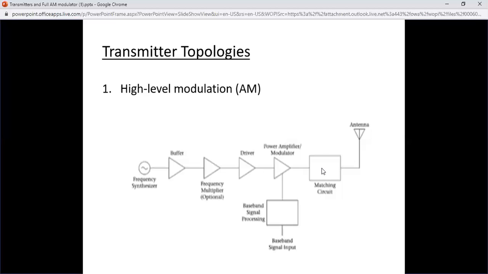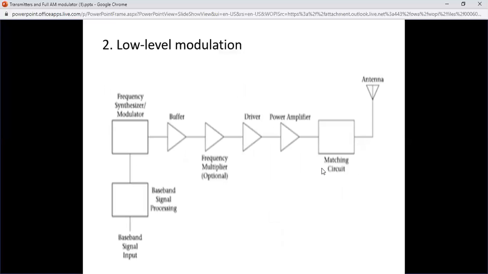Okay, the next topology is the low-level modulation. Low-level modulation happens in a stage that is further from the antenna, and it involves changing the transmitted frequency, such as in FM. As you can see here, the frequency multiplier block is optional, where it multiplies the frequency deviation and the carrier frequency. This type of modulation is used basically in FM.